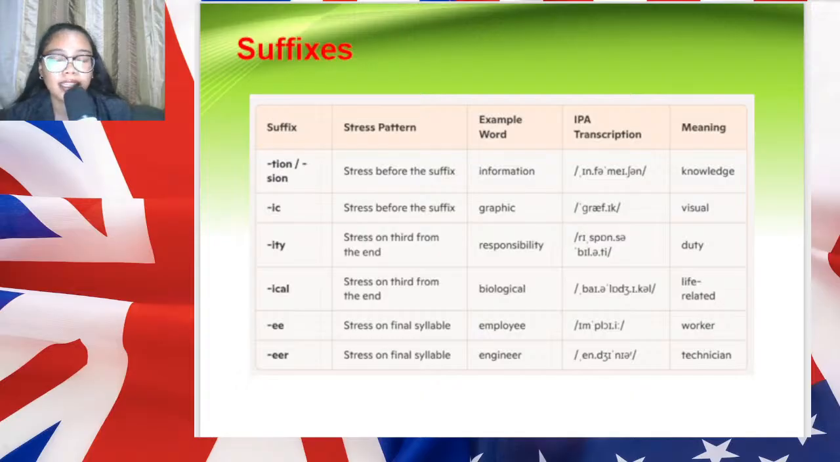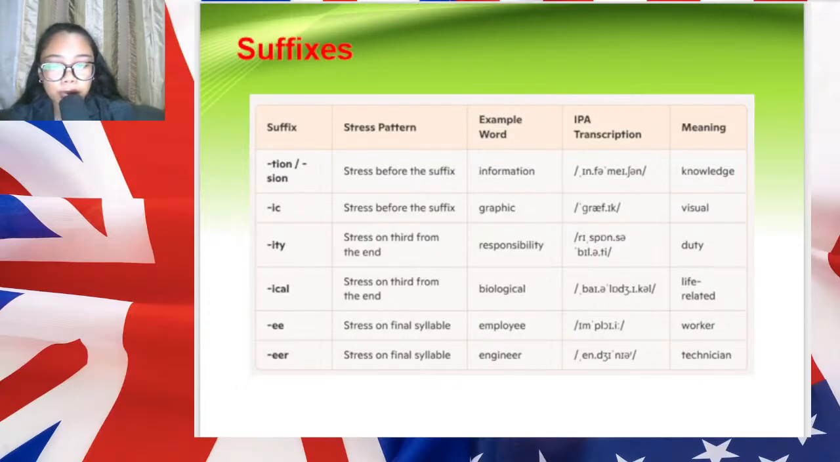All right. We have the third suffix, which is ity. Here, the rule says stress on the third syllable from the end. So we step back two times, basically. Say, for example, the word responsibility. So that's quite a long word. There are six syllables in total.